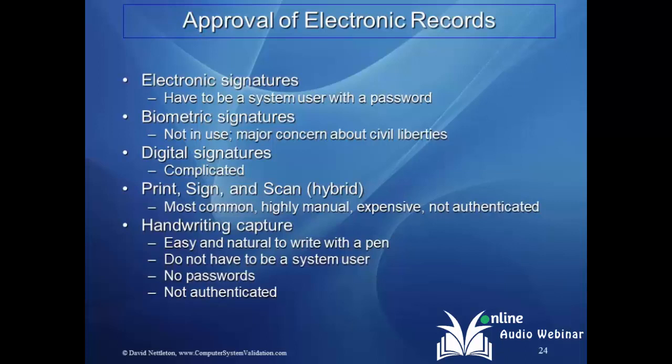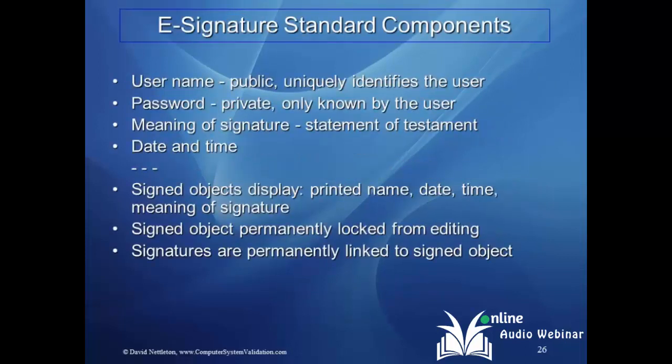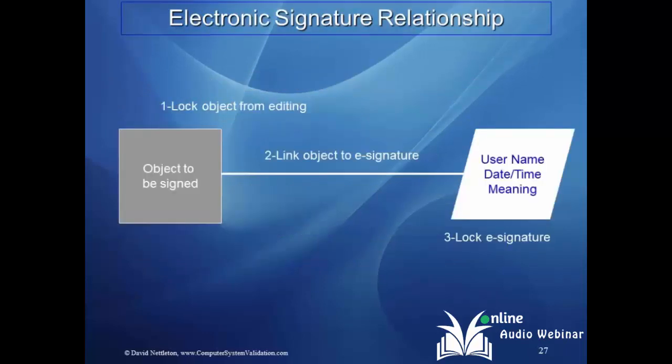Don't get digital signatures confused with electronic. An electronic signature cannot be modified or copied by anyone. What is an e-signature? The meaning of the signature, known as the statement of testament, is selected by the user at the time of signing. What does their signature mean along with the date and time? Take a look at the relationship.